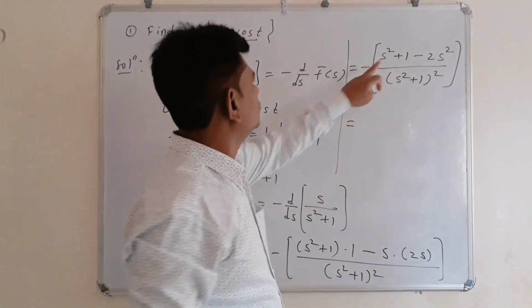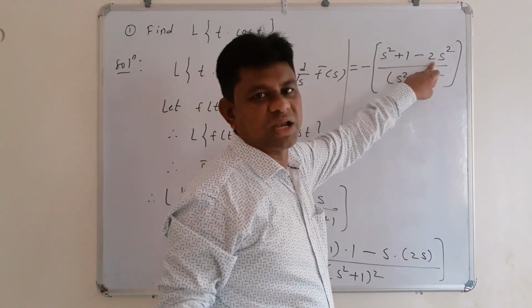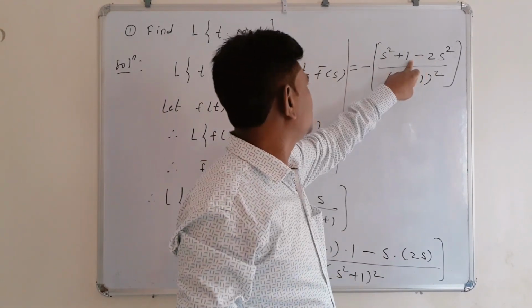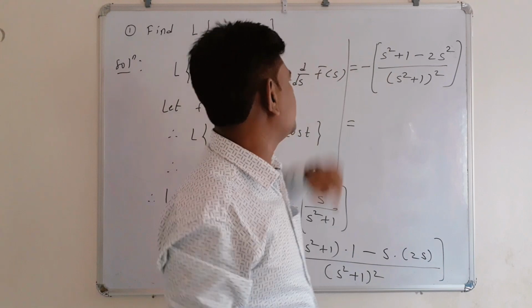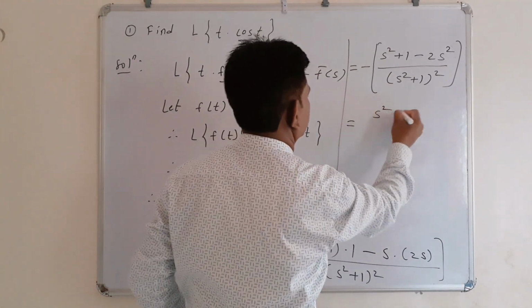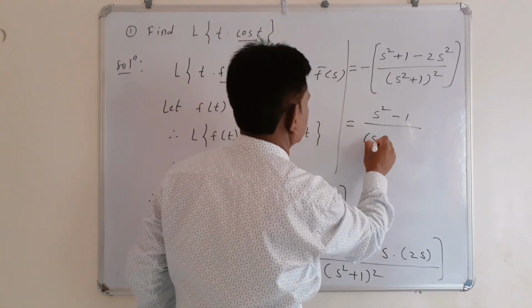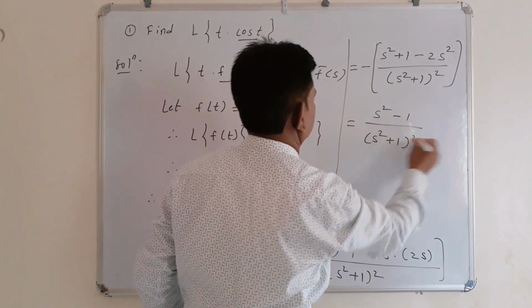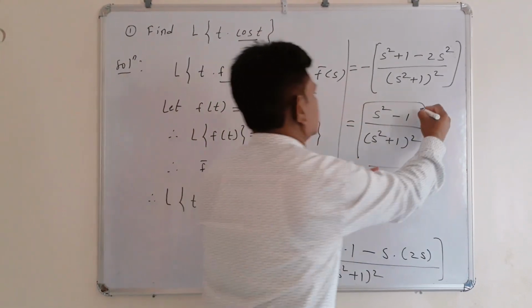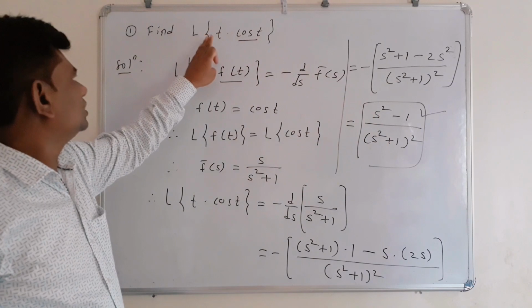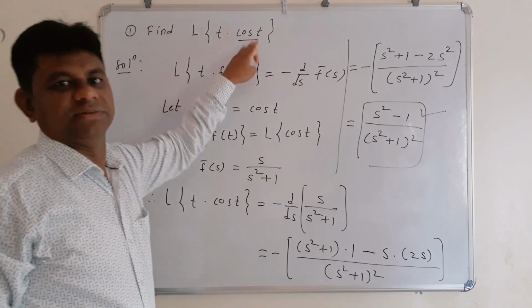This is equal to s square minus 2s square, the answer is minus s square plus 1. Now multiplying this by minus 1, the answer is (s square minus 1) upon (s square plus 1) whole square. So this is the Laplace transform of t times cos t.